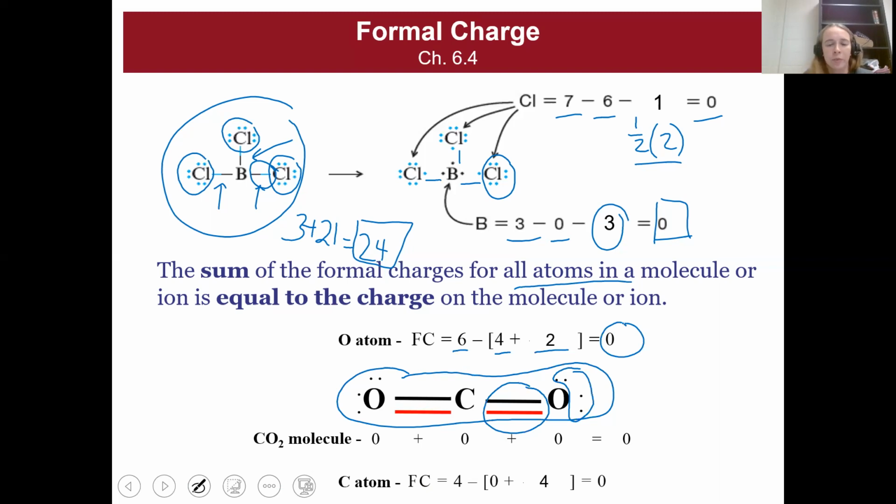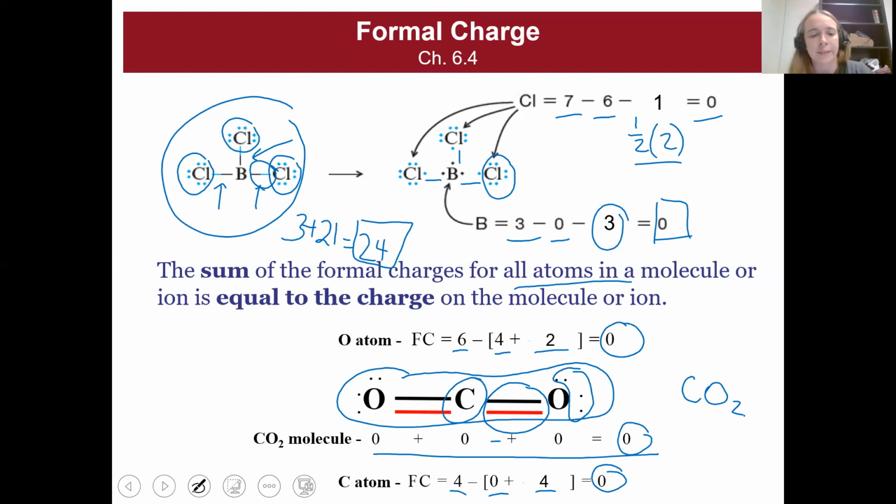What about carbon? So carbon has 4 valence electrons. It doesn't have any lone pairs, so that's a 0. And there are 4 bonds around carbon. So carbon is getting 1 electron from each of those bonds. So it's got 4 bonding electrons around it. So 4 minus 4 gives us 0. And if we add up our formal charges, 0 plus 0 plus 0 equals 0, which is good because carbon dioxide is a neutral molecule. Cool. All right, let's keep going.